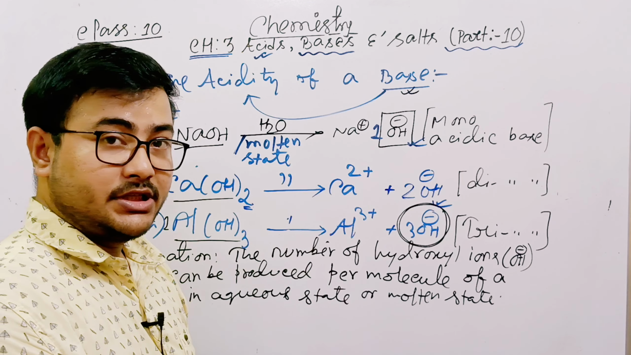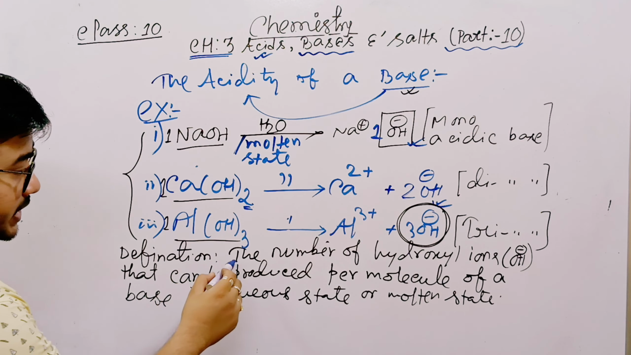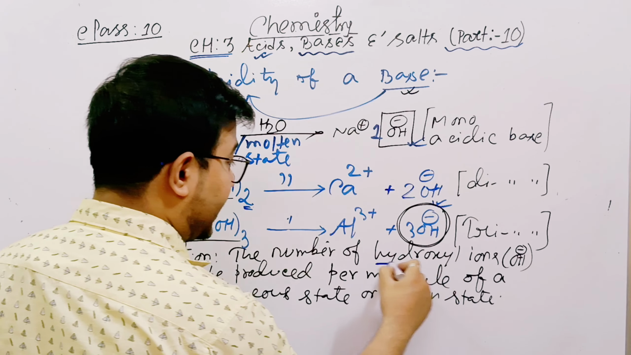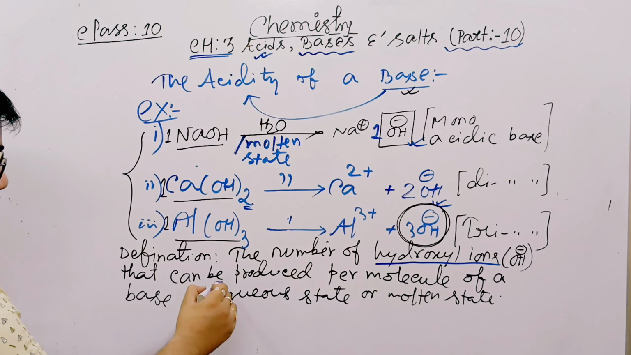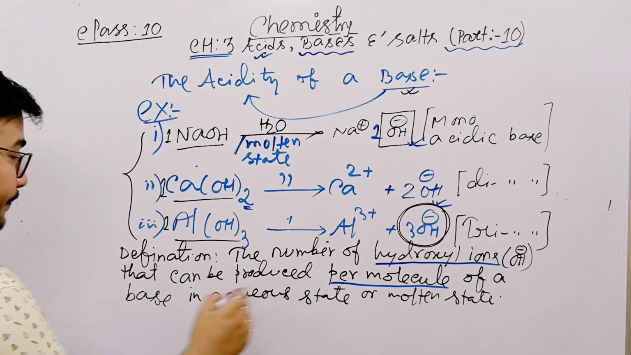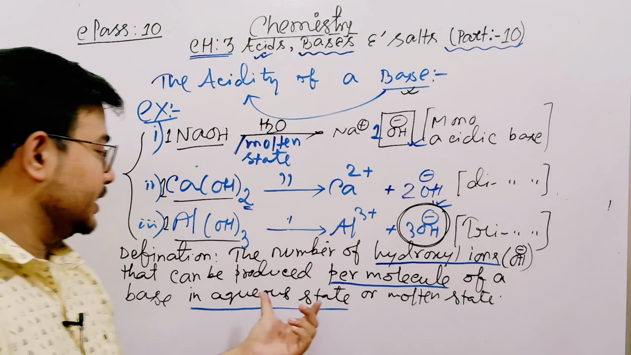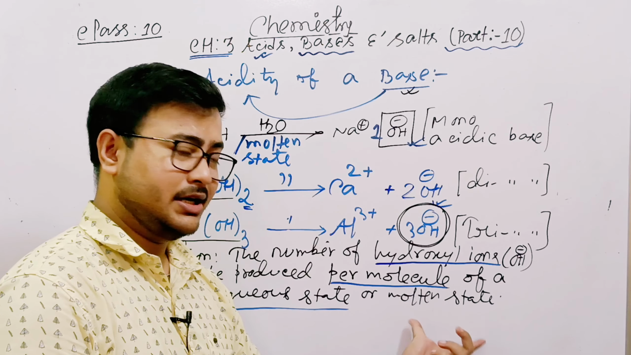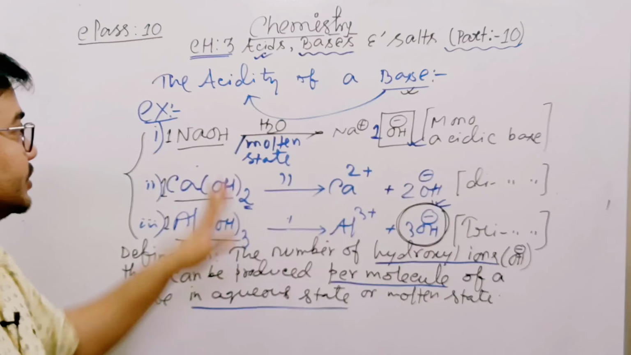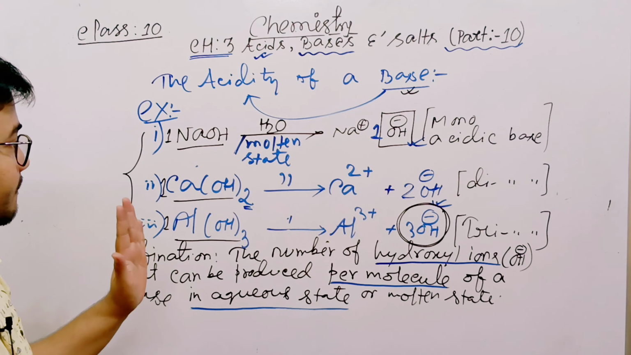So I already uploaded this video. Watch this video, and in that video I told you to underline the term properly. The number of hydroxyl ion, key term, that can be produced where? That can be produced per molecule in aqueous state. These 3 are key terms; if you underline this, then it is not important to underline any one of these. So hydroxyl ion per molecule in aqueous medium. So complete. Done. So this is the concept.